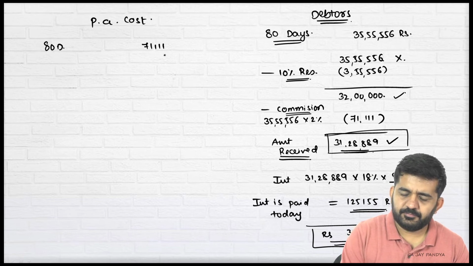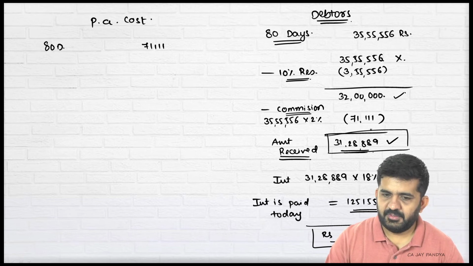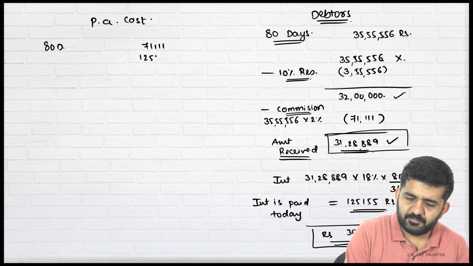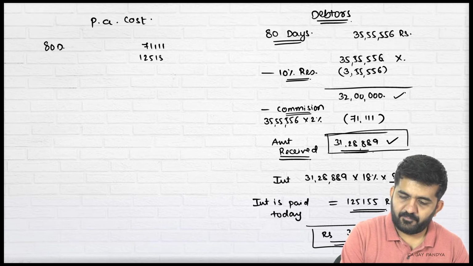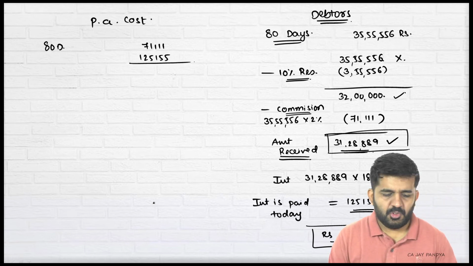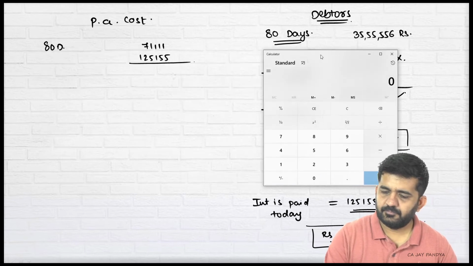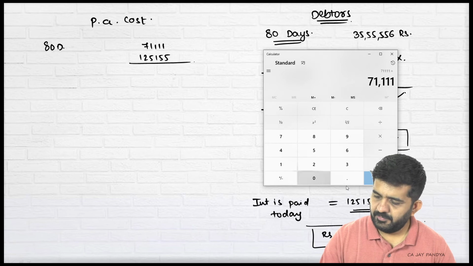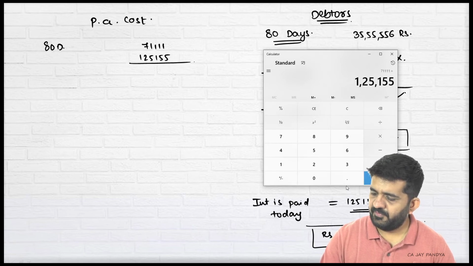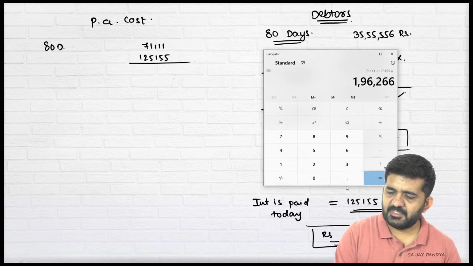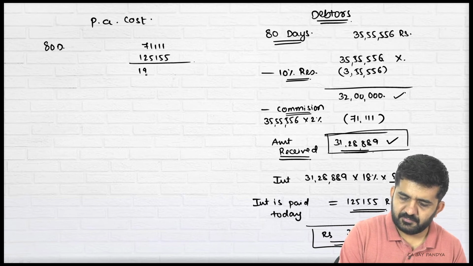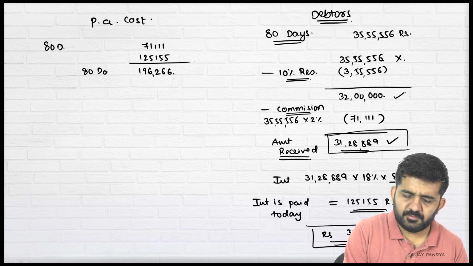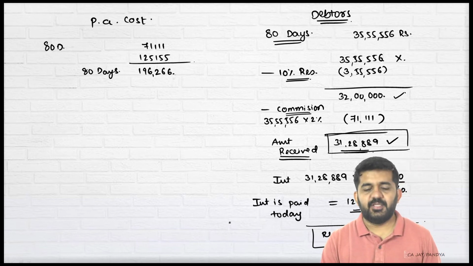71,111. Then interest 1,25,155. Total will be 71,111 plus 1,25,155. It is 1,96,266 for 80 days.